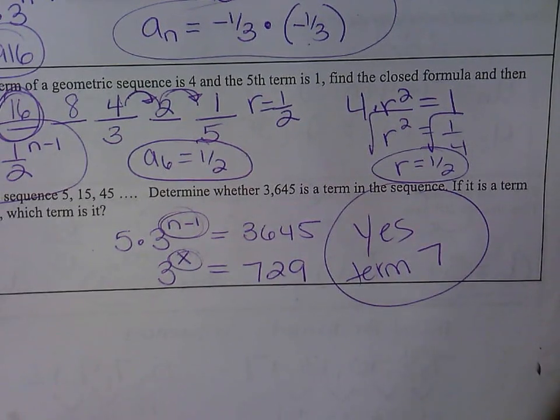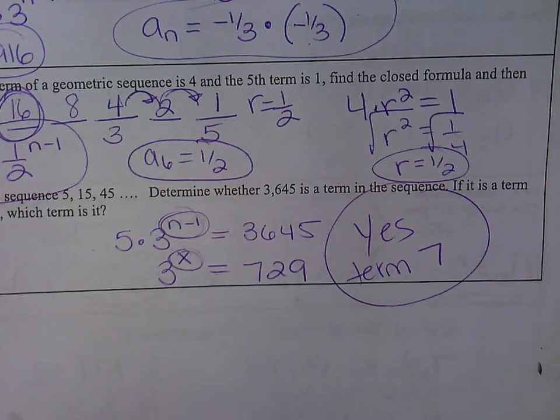So yes, it would be term 7, right? Or did you guys get term 6? Wait, in my table, is it term 7? It's term 7, right? Because term 1 was 5. 1, 2, 3, 4, 5, 6, 7. Term 7.